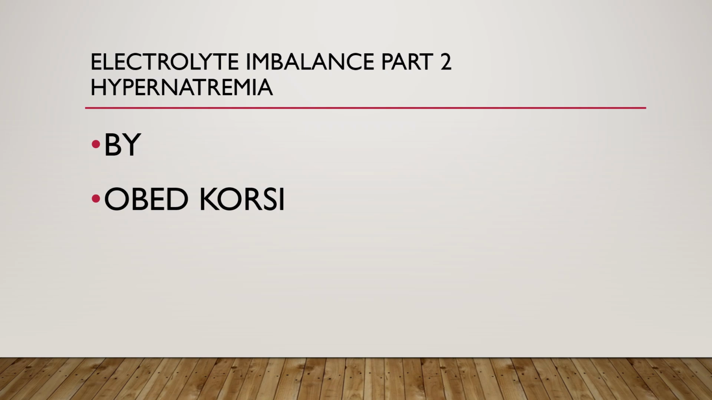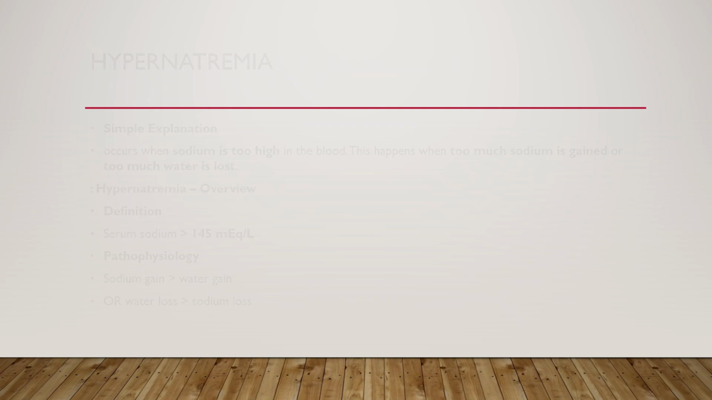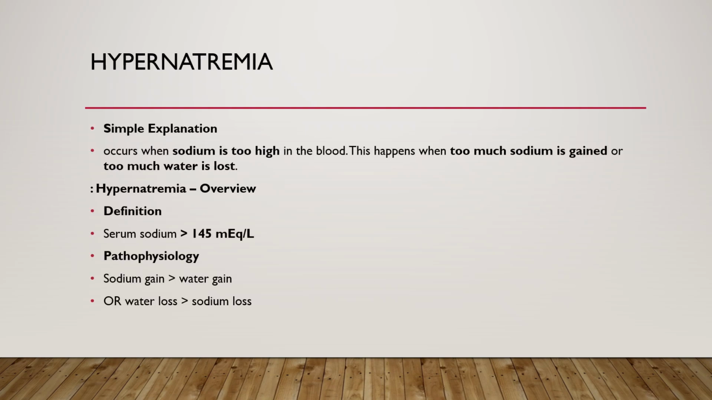which is under electrolyte imbalance. We were looking at hyponatremia the other time, so today we continue with section 2 of that, which is hypernatremia. So hypernatremia, or high sodium level in blood, occurs when sodium is too high in blood.